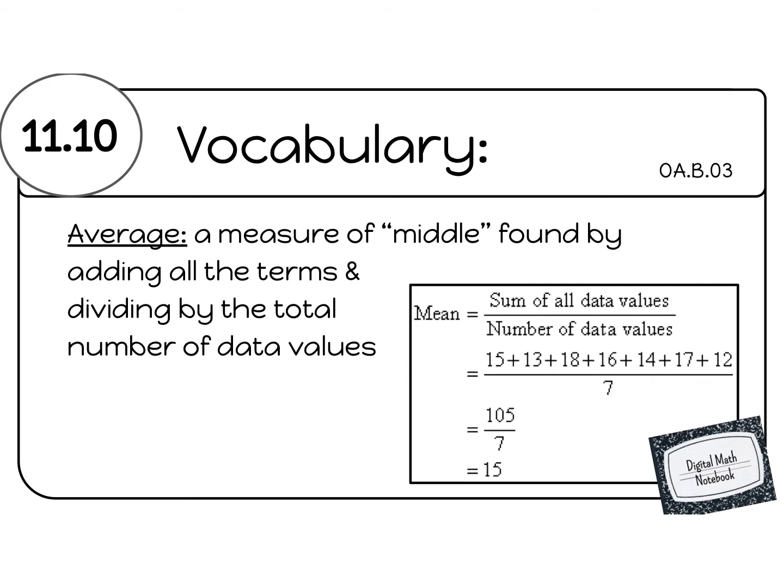Today's lesson also has a vocabulary word. Today's vocabulary word is the word average. Average is a middle measure, so it's one way to find the middle of things. We find the average by adding all of the terms and then dividing by the number of data values. This picture is in your digital math notebook already, but you need to pause to write the definition in your notebook.